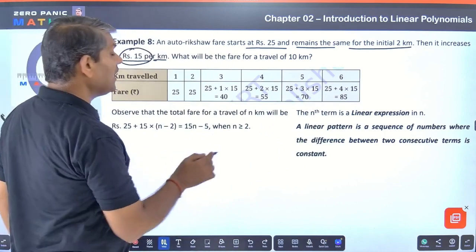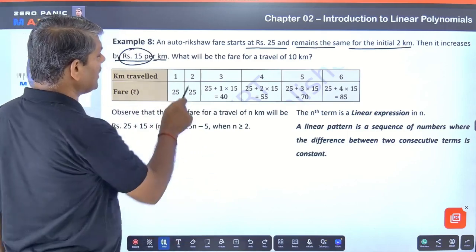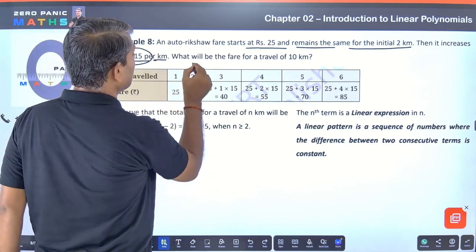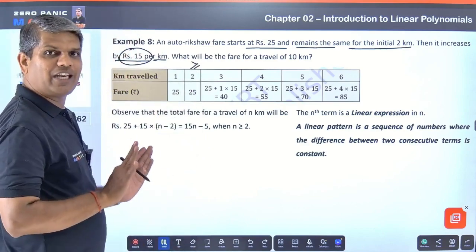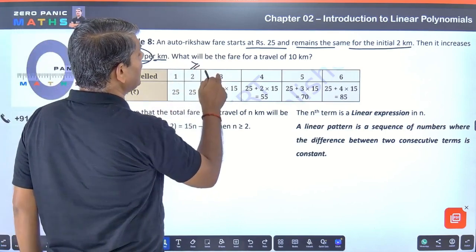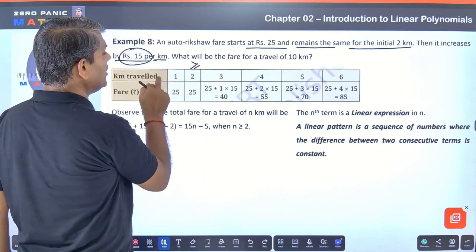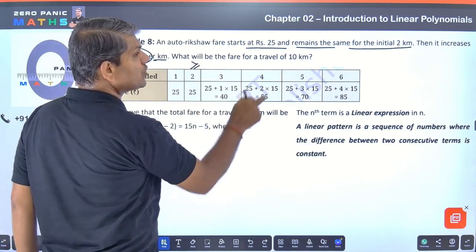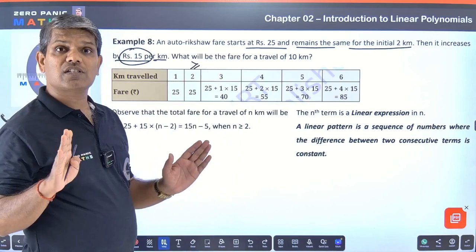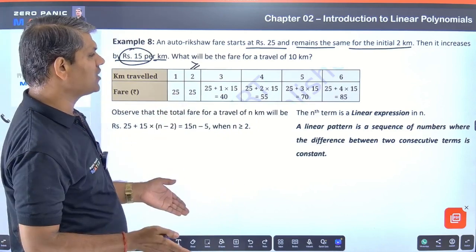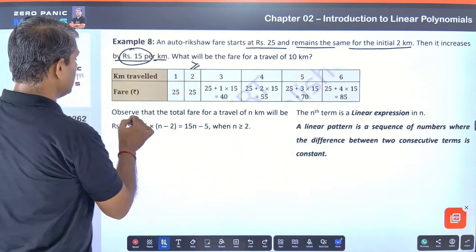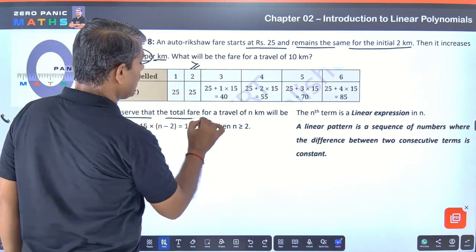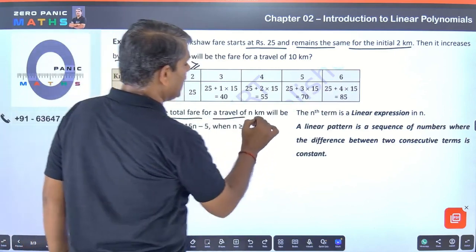But there is a condition that this is only for values greater than or equal to 2. Till 2 it remains 25 only, but after the value 2 for the kilometers traveled, it is getting increased by a constant amount, and that constant amount is 15, and that is the relation. You can see that here. Now observe the total fare for travel of n kilometers.